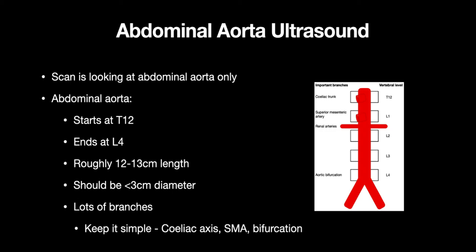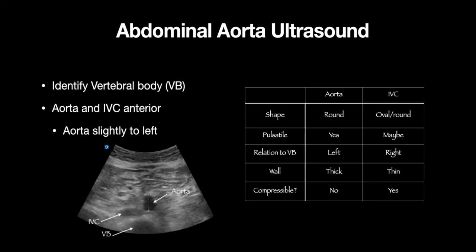So the branches we're really interested in is the celiac trunk, or the celiac axis, the superior mesenteric artery, and the aortic bifurcation. I have on the picture put the renal arteries as well, and we'll come back to that. From a PoCUS point of view, they're not particularly important. So how do we do the scan?